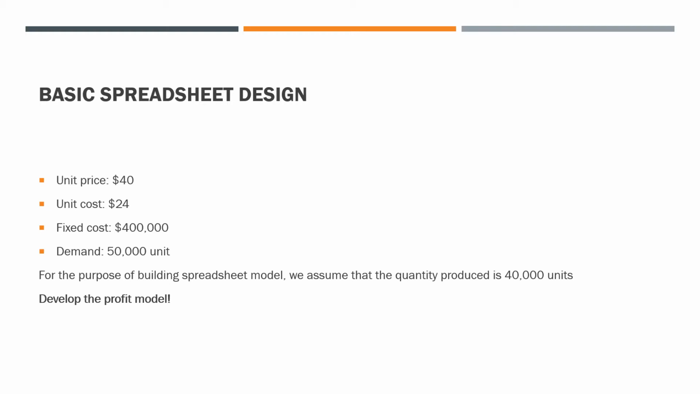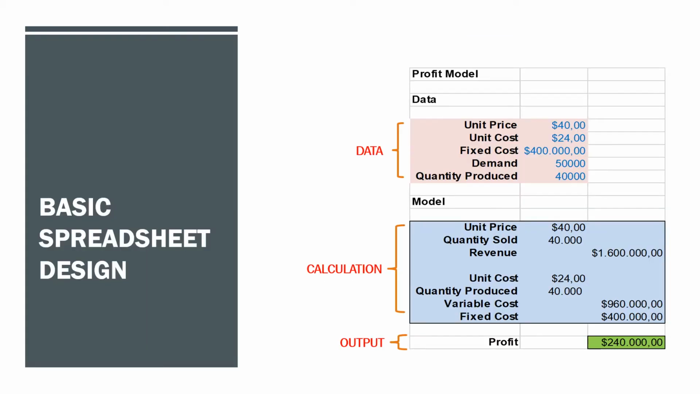Let's say this is an example. We have a unit price of $40, unit cost of $24, fixed cost of $400,000, and we have a demand of 50,000 units. For the purpose of building the spreadsheet model, just assume the quantity produced is 40,000 units, and develop the profit model. So this is the basic rule of thumb for spreadsheet design.